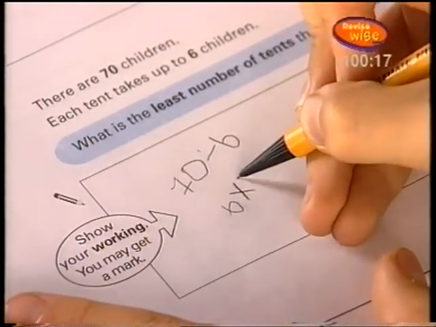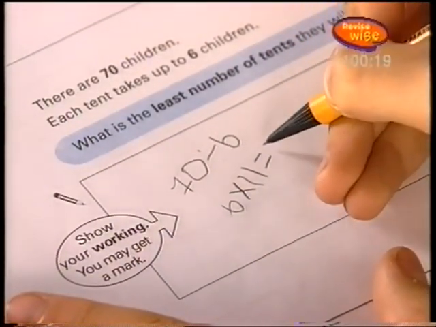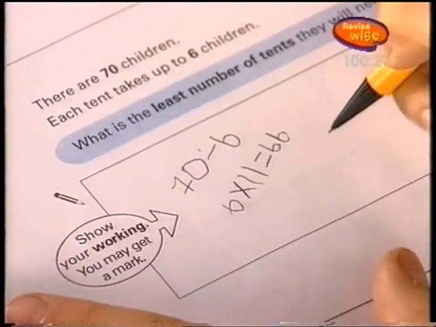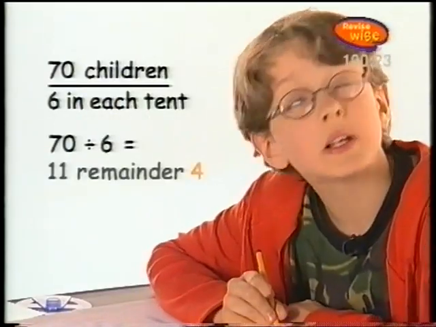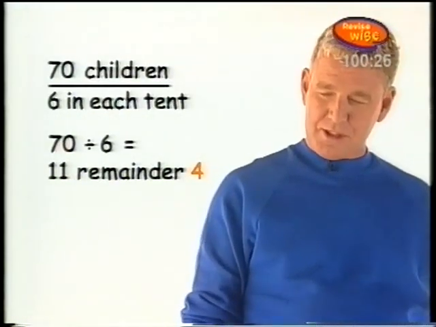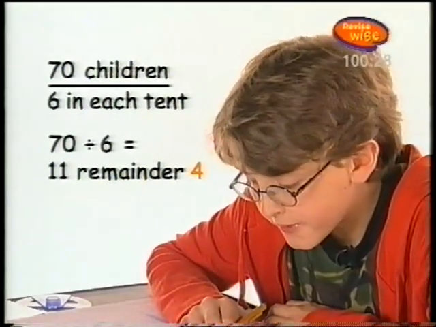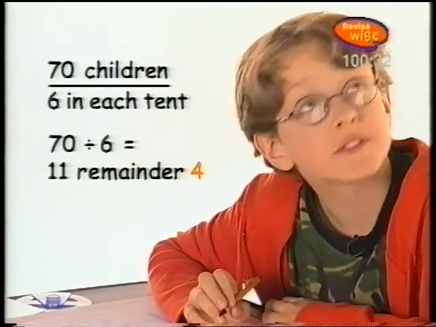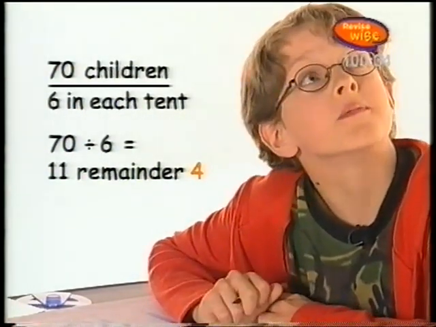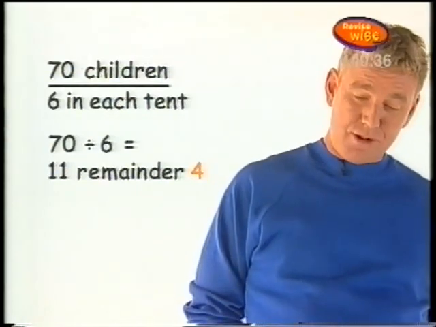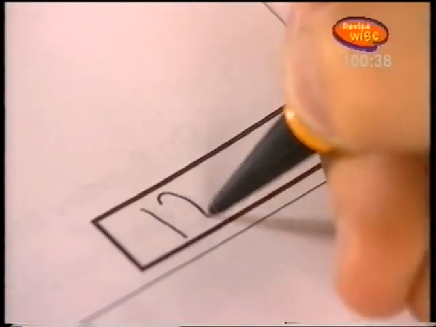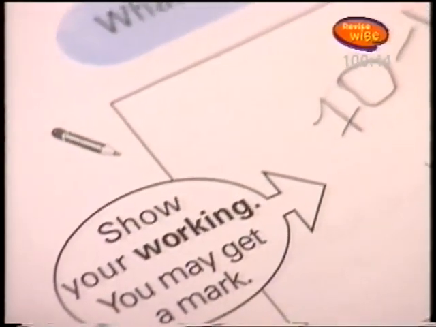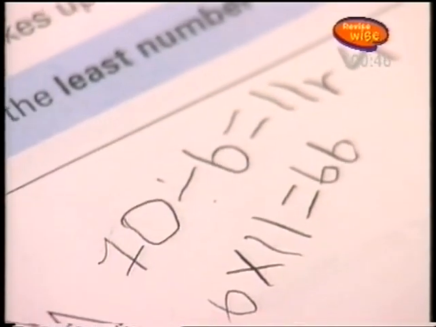11 times 6 equals 66. So the answer is 11 remainder 4. But what do you do with the remainder? Well, the remainder is 4 children, and they need a whole tent. So I have to round the answer up to 12. So write the answer in the box for 2 marks. Don't forget to show your workings out in the box. If you get an answer wrong, but your working is right, you'll get a mark.